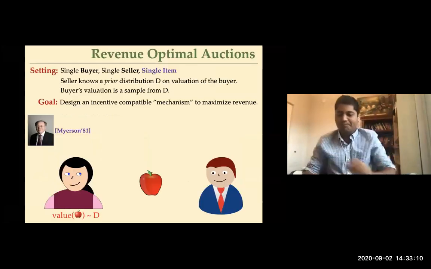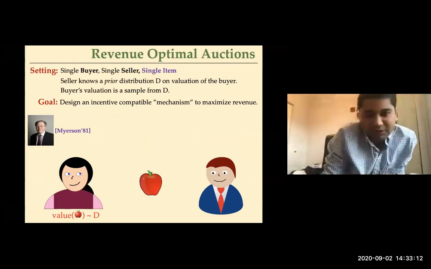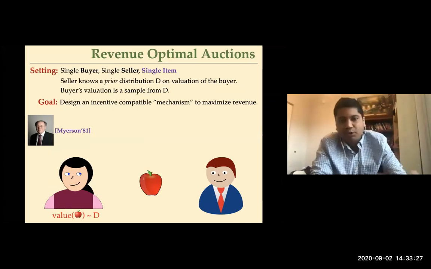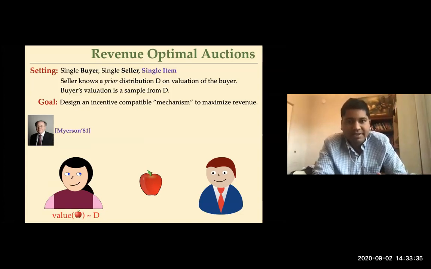All right, so this talk is about what could be thought of as perhaps the central question in algorithmic mechanism design. The foundations of this area were laid by Nobel Prize winning economist Roger Myerson in his 1981 paper. And here's the simplest version of this setting: you have a single seller trying to sell a single item, let's say an apple, to a single buyer.